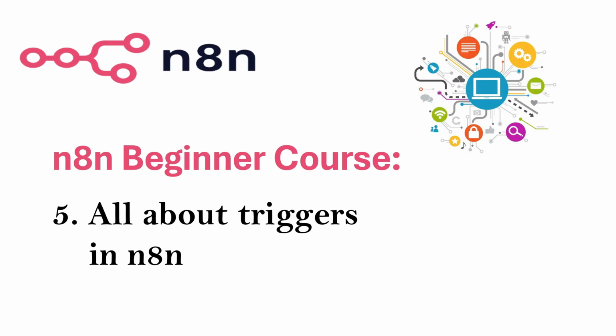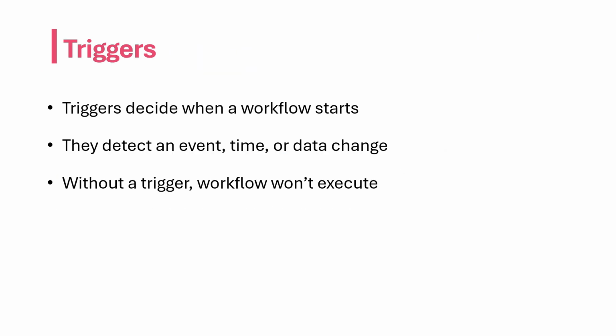In this tutorial, we are going to learn all about triggers in n8n. By the end of this video, you will know how and when your workflow starts through manual, schedule, webhook, and app triggers. So basically, what is a trigger? A trigger simply decides when your workflow starts. It's the first step that tells n8n, hey, it's time to run this workflow. Without a trigger, nothing happens. It's like pressing the start button before the automation takes off. Every workflow begins with one trigger and continues with the actions that follow.